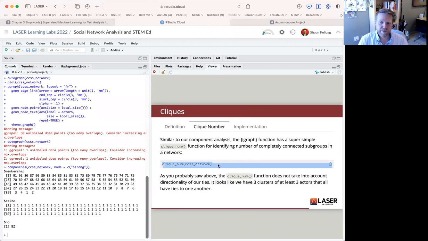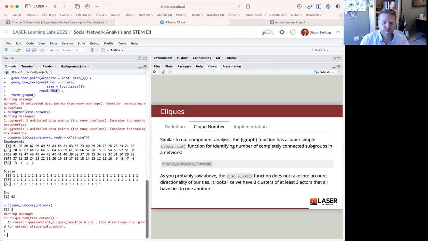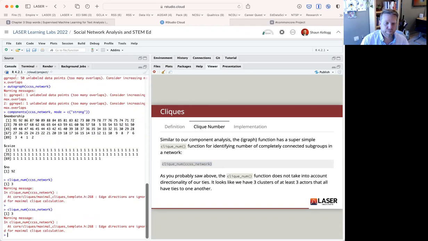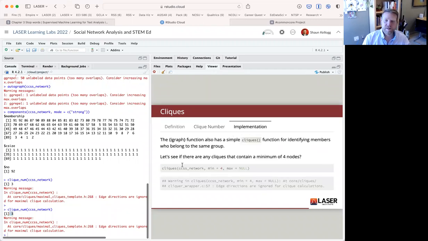Clicks are another way that we've talked about. There is a way to run a function where we can say, hey, just tell me how many clicks are in this. We'll do edge direction ignored. Basically, if we look at how many clicks there are in this network, so people who are connected to each other by at least like 3 connections, we only have like 3 clicks or something. Anyways, like I said, you'll see clicks a little bit more frequently than things like cores or clans, but it's not a definition of a group that's used very frequently.